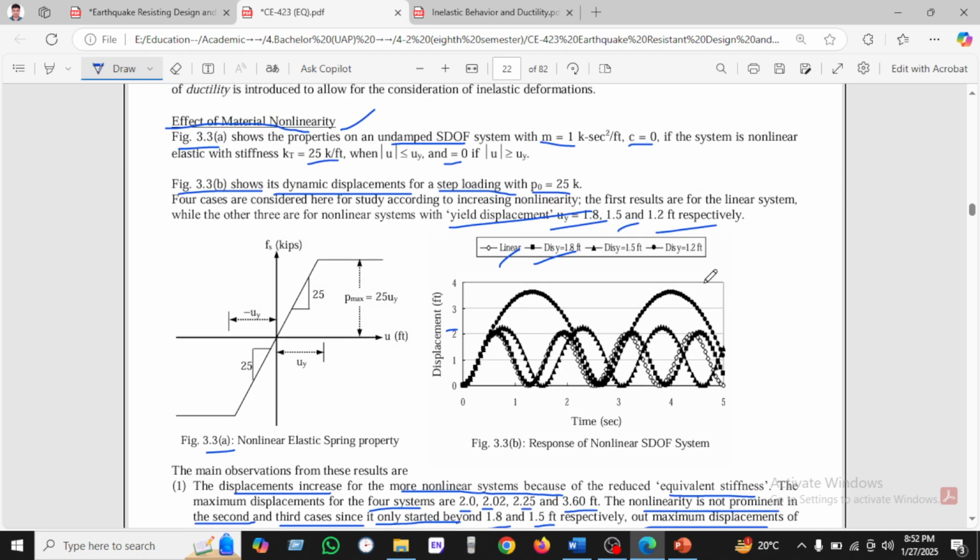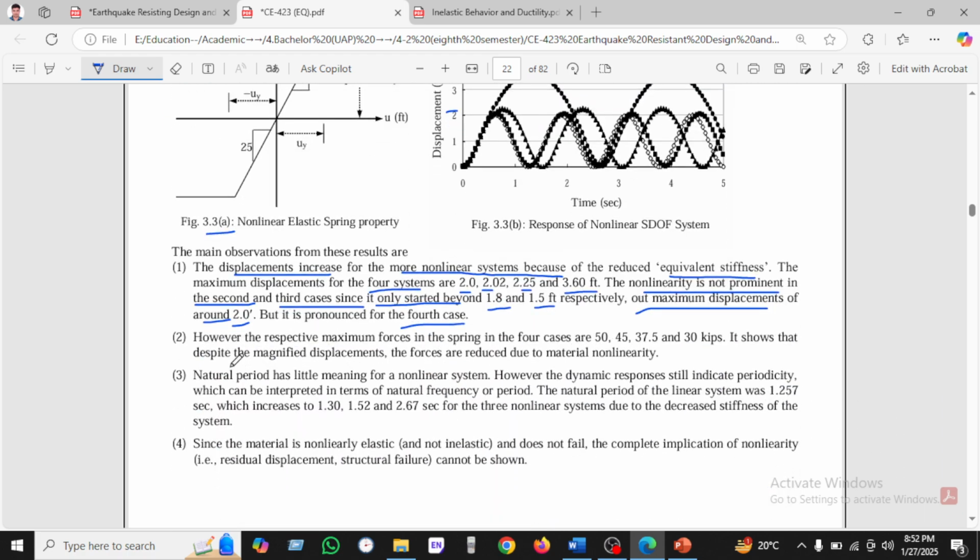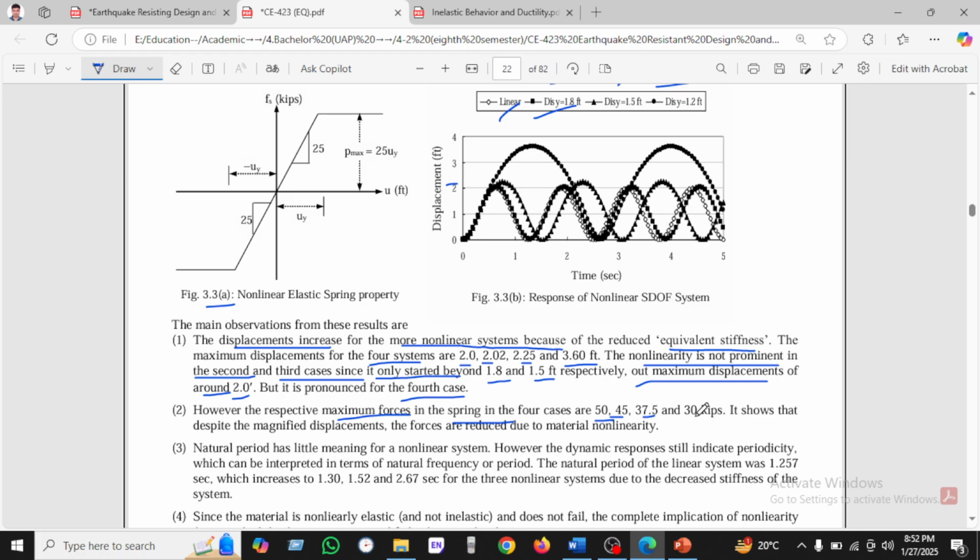We have been seeing the fourth case, and the maximum force of the spring in these cases is 50, 45, 37.5 and 30 kips. It is shown that despite the magnified displacement, the force is reduced by the material nonlinearity.